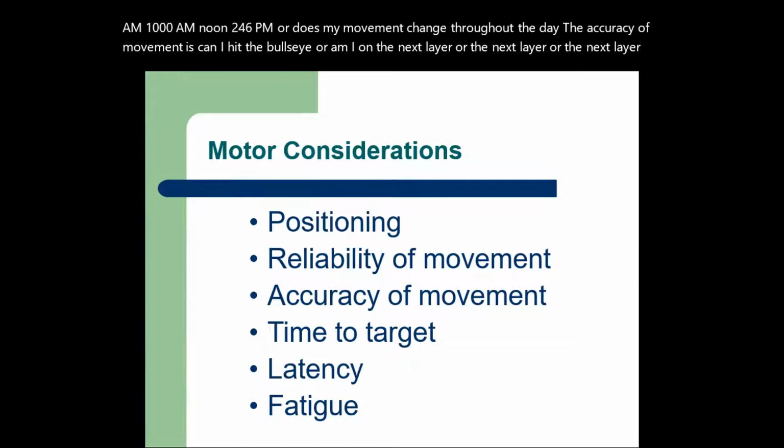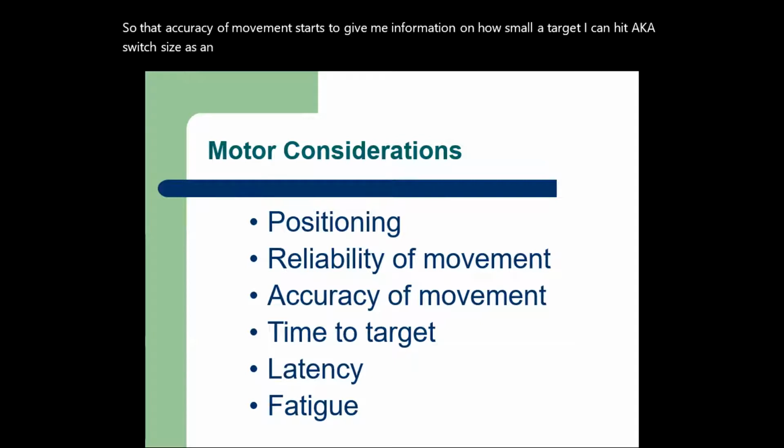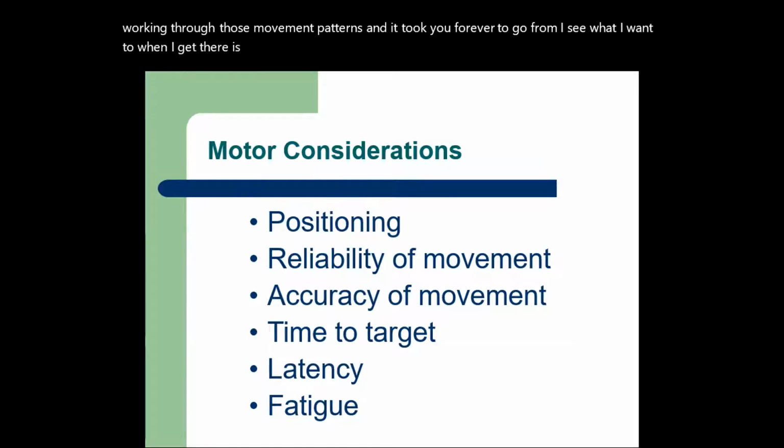So that accuracy of movement starts to give me information on how small a target I can hit, AKA switch size, as an example. Time to target is going to be really important. Imagine if you were working through those movement patterns and it took you forever to go from, ooh, I see what I want, to when I get there. Is that going to be your scan rate, which we'll talk about in a minute?